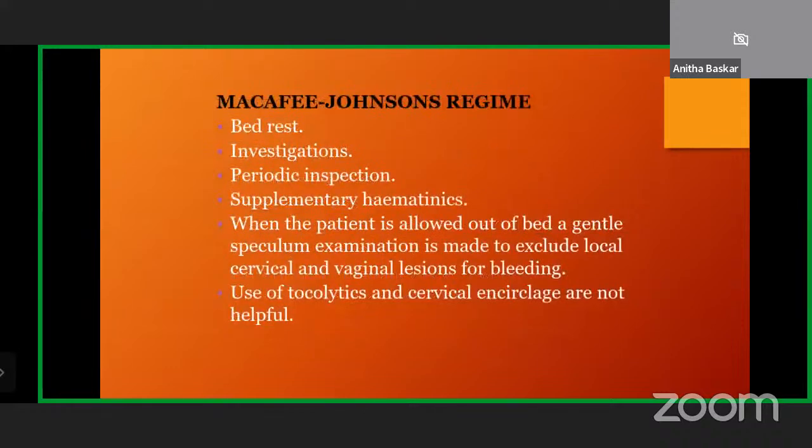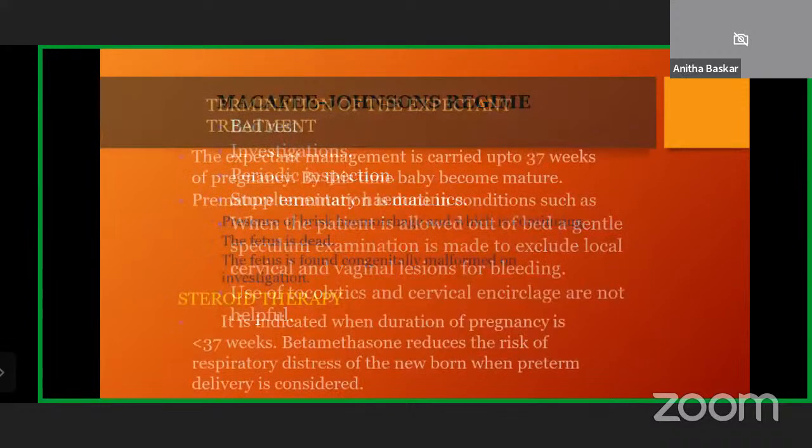What is Macafee and Johnson's regime? It is mainly the expectant management of placenta previa, where we have to wait for the baby to mature. You have to advise the patient bed rest, and investigations should be Hb and PCV. You have to monitor, and periodic inspection should be there. You have to correct the anemia. The patient should be allowed out of bed only if it is necessary. The use of tocolytics and cervical encirclage, nowadays, is not at all useful.